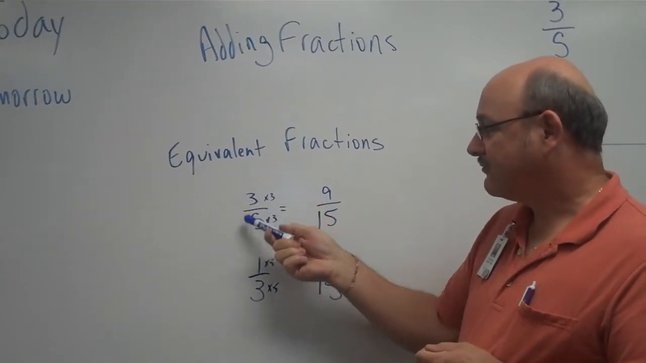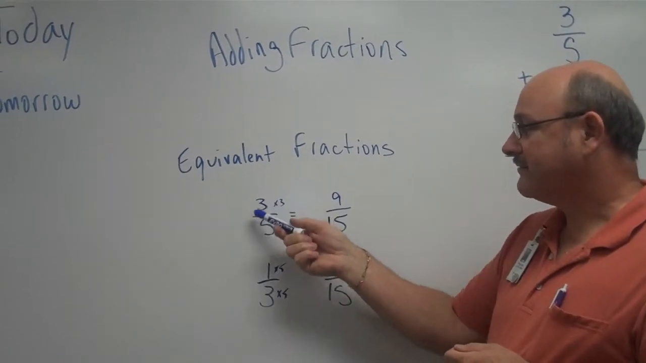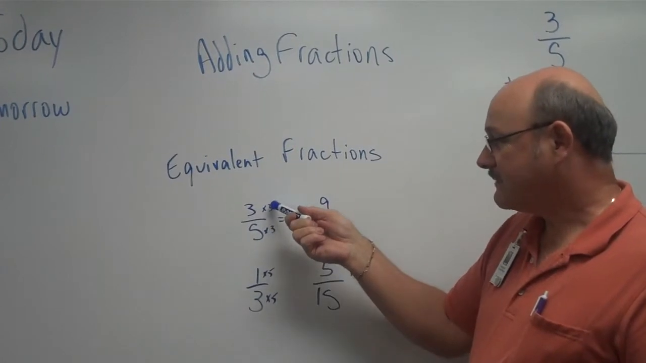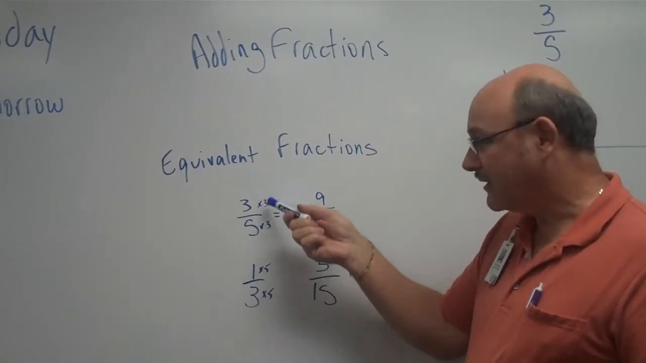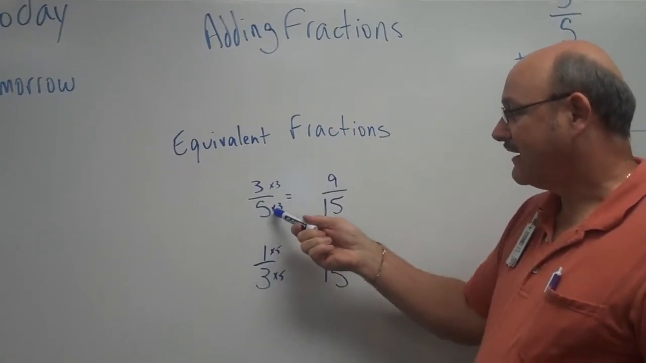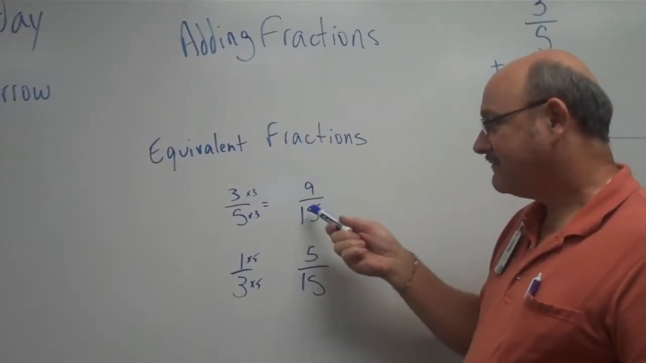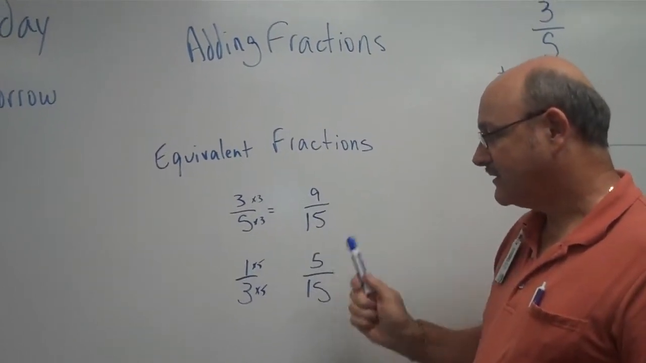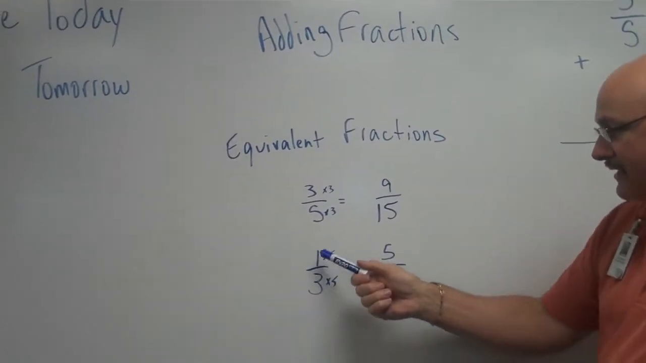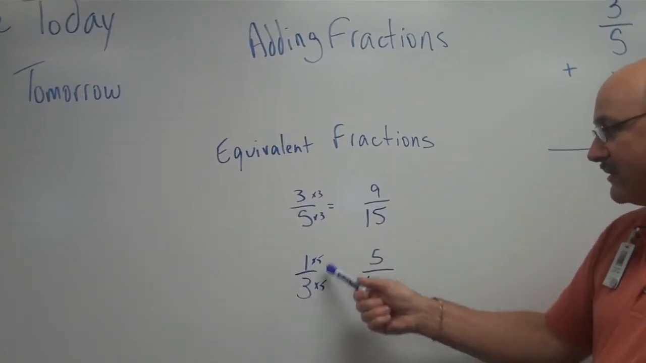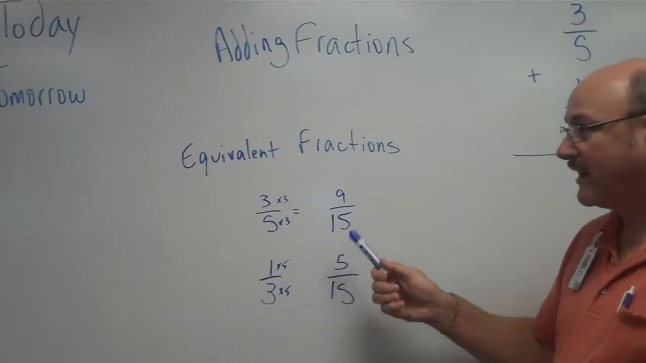Such as if I had 3/5 and I wanted to make a fraction equal to 3/5 with a different bottom number, as long as I multiply the top and bottom by the same number, I get an equivalent fraction. 3 times 3 is 9, 5 times 3 is 15. 9/15 and 3/5 is the same number. They're equivalent fractions. If I had 1/3, I could say 1 times 5 is 5 and 3 times 5 is 15. 1/3 and 5/15, same fraction.